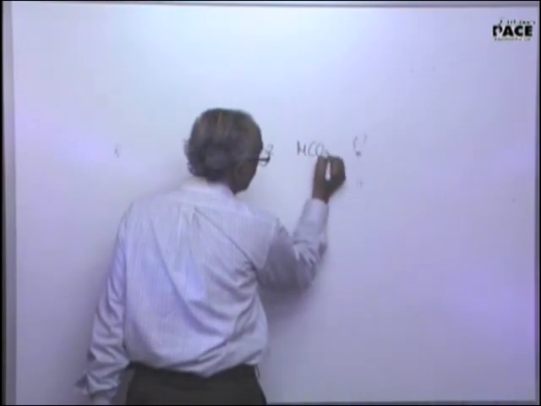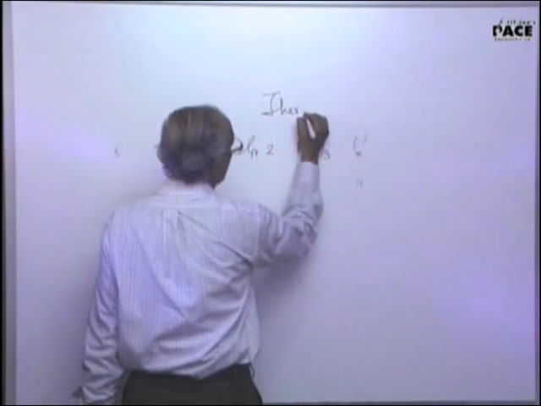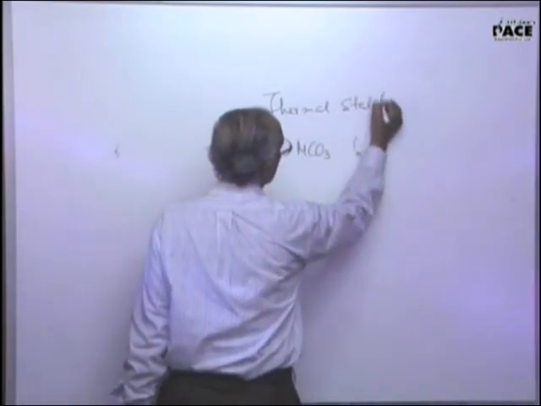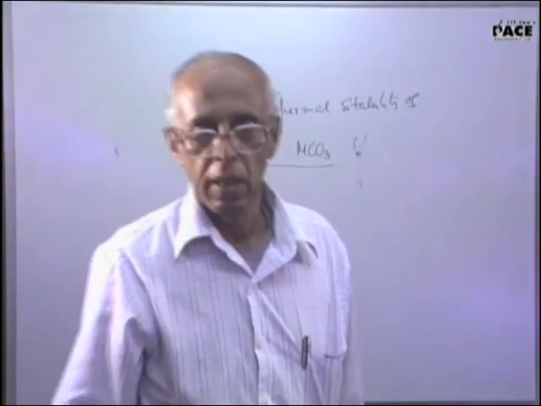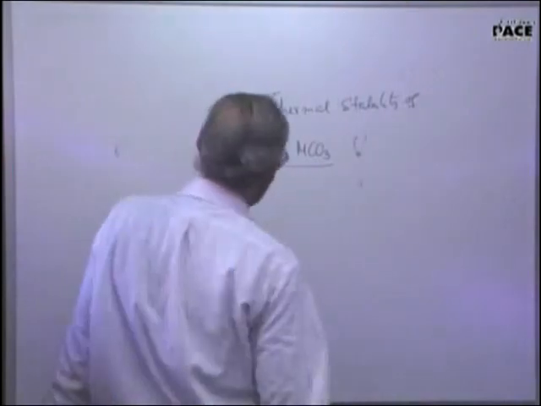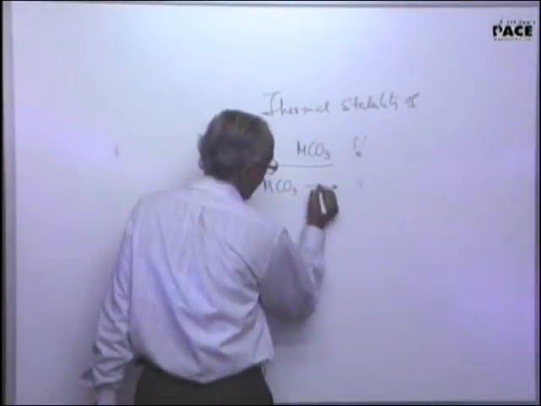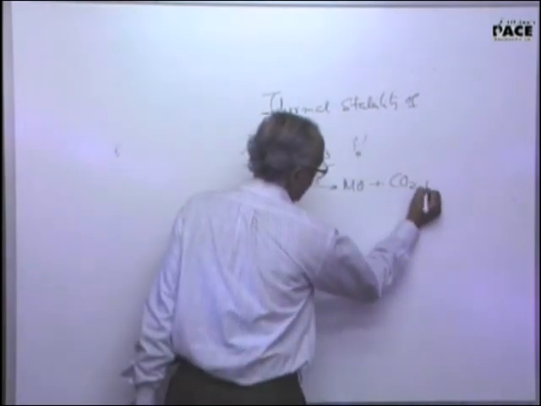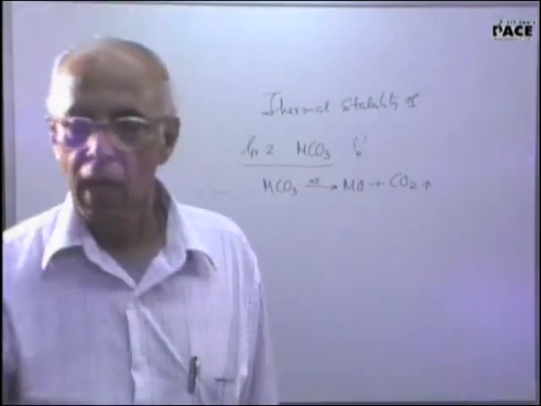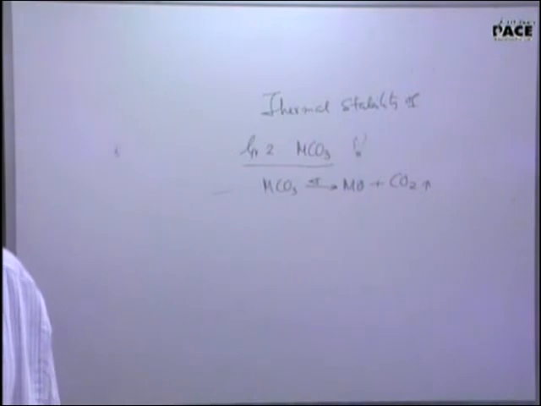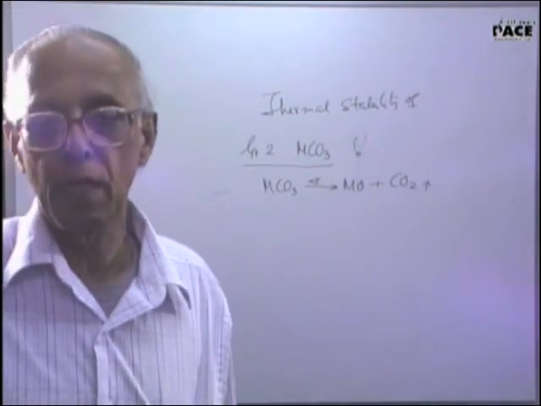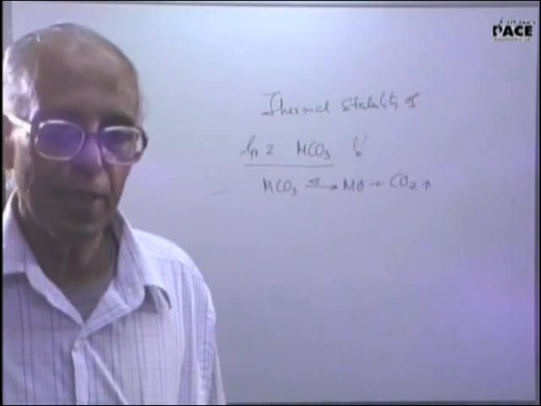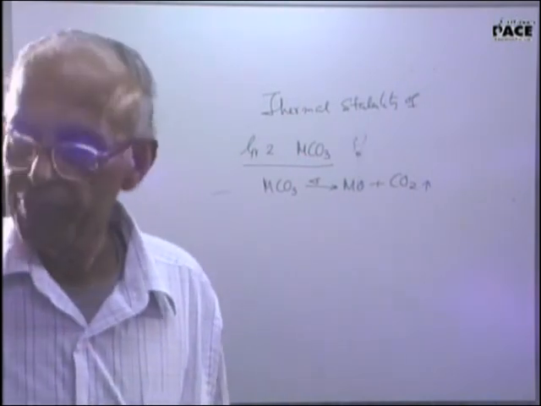Group 2 metal carbonate. The thermal stability of group 2 metal carbonate. What is meant by thermal stability? That metal carbonate, when I heat it, it should convert into metal oxide and carbon dioxide will be evolved. Higher the thermal stability, if the metal carbonate is more stable, then you require more temperature to decompose. So thermal stability is actually a reflection of decomposition temperature. Higher decomposition temperature indicates the metal carbonate is more stable.